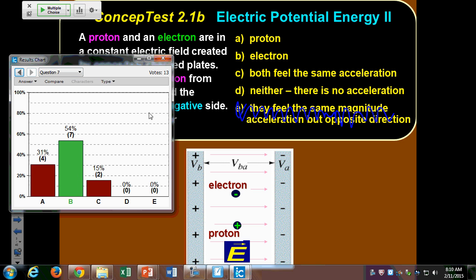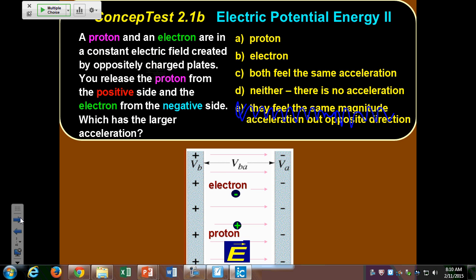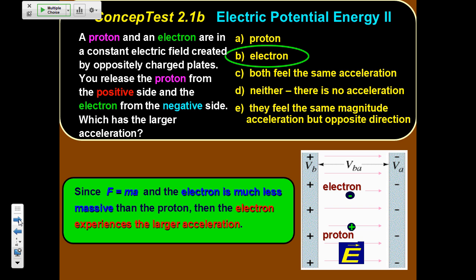All right, B is right. The electron. They feel the same force. We've had a similar question to this. They feel the same force. The electron has a much smaller mass by a factor of like 10,000, and so it feels a much larger acceleration by a factor of 10,000. We don't say the magnitude in the proton, it has a positive acceleration. You're right, yeah. You're right. Much larger. Right.